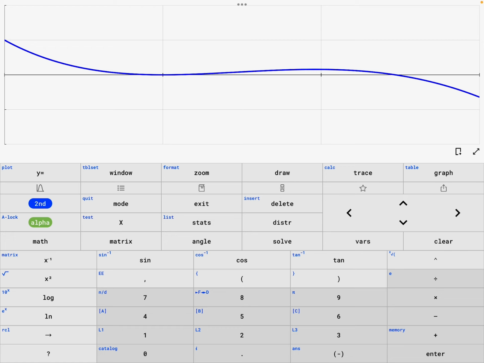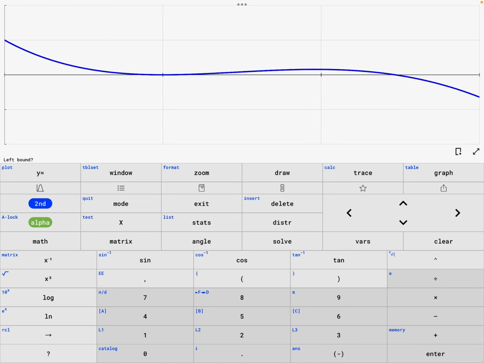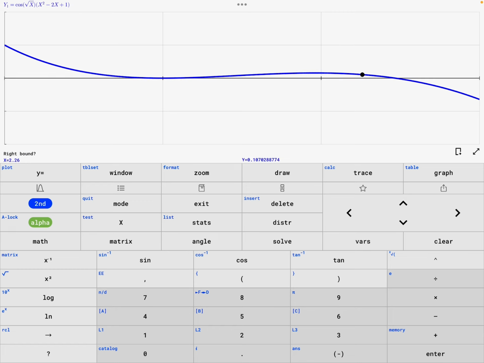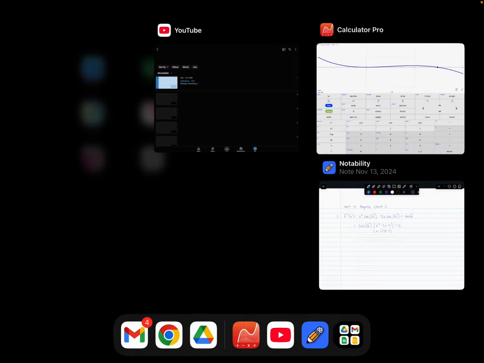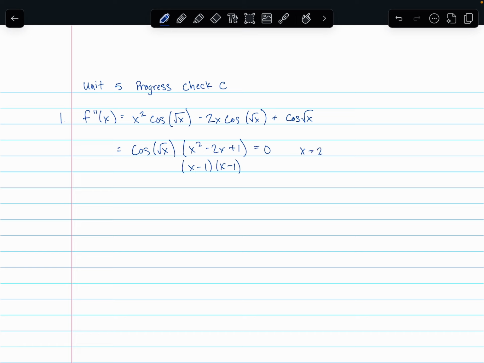But at this one right here, it's changing concavity, which means there's an inflection point. So let's go to 2, then enter, and we get 2.467 only, and that's going to be A. So x equals 2.467, and that's going to be A.